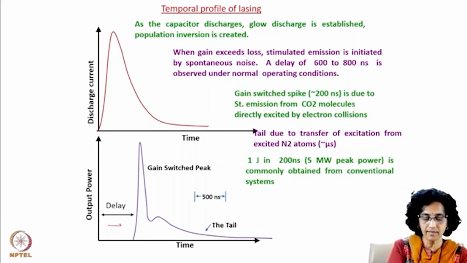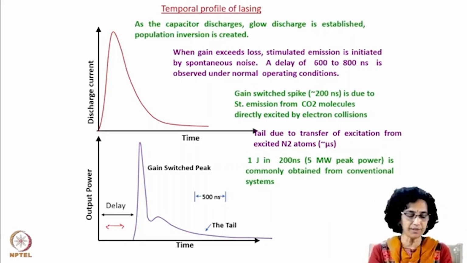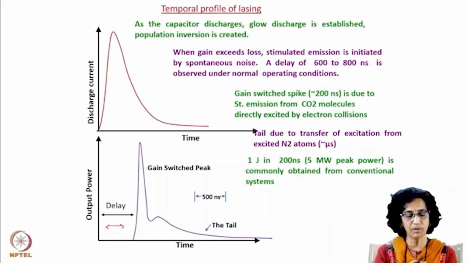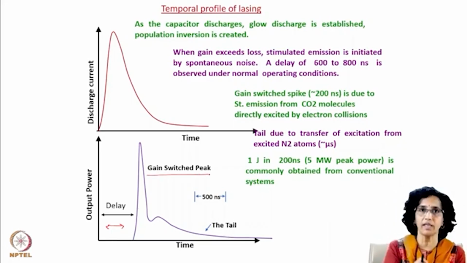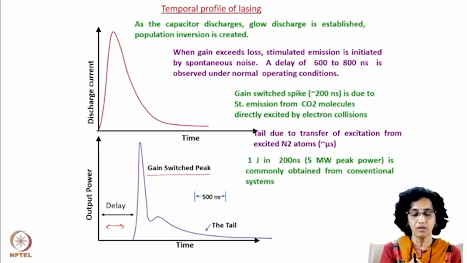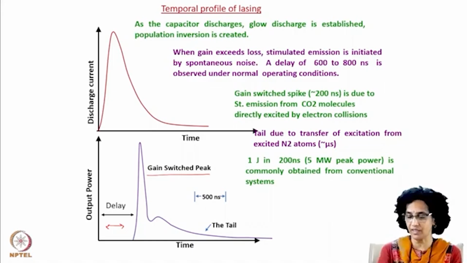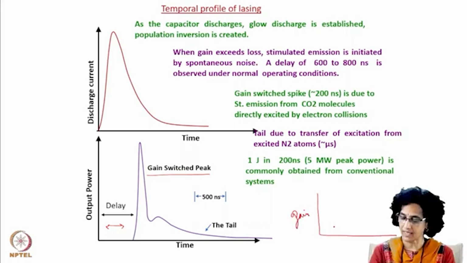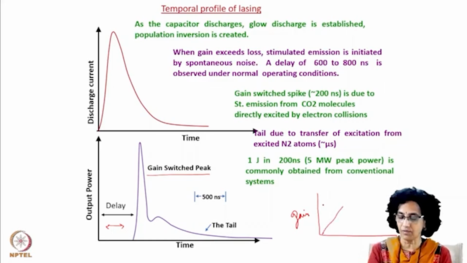And this delay is the time that is required for the gain to build up in the gain medium. In contrast to a CW CO2 laser, we see what is called a gain switched spike or gain switched peak here, and this is absent in a CW CO2 laser. Why? Because we had very briefly seen that as excitation continues, the gain increases, and once it reaches the loss level, it slightly overshoots.